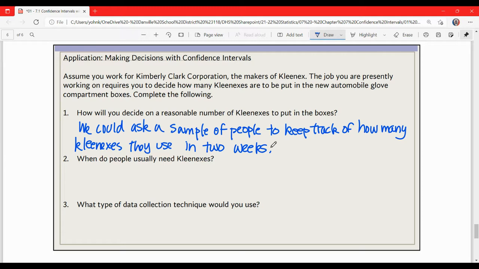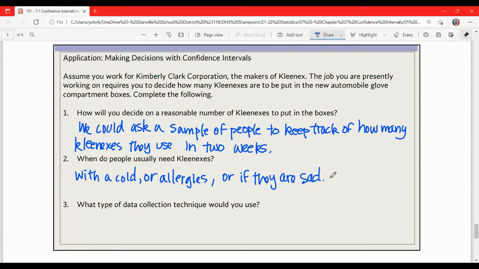When do people usually need Kleenexes? Well, people need Kleenexes when they blow their nose. They usually blow their nose with a cold or allergies. Spell that right. Allergies. Or if they are sad. That's not as easy to pinpoint.